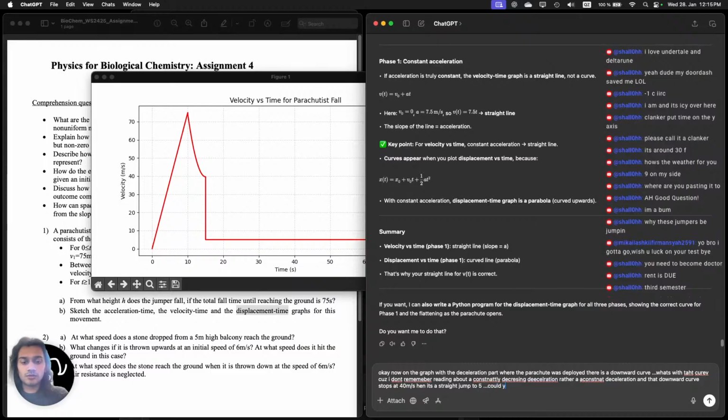Could you explain the phase 2 and 3 shown in the graph?